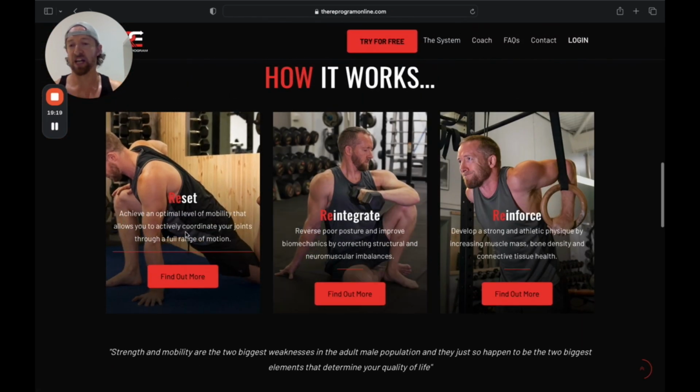The reset stage is where you achieve an optimal level of mobility that allows you to actively coordinate your joints through a full range of motion, right? That's the first goal before any extra loading or strength training is done, okay? That's what keeps you safe. You have to work on increasing your movement.